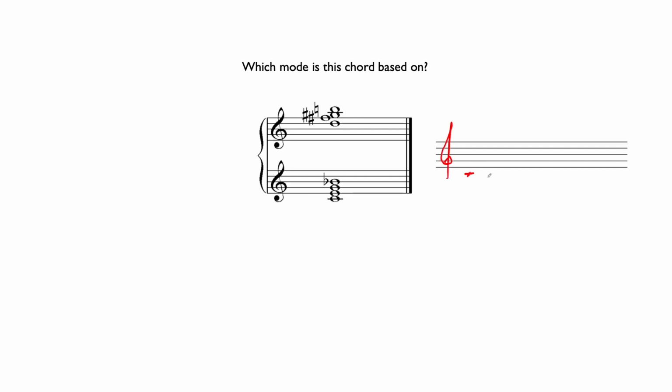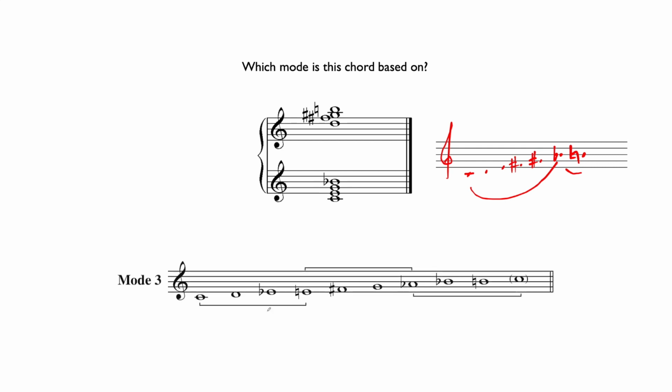Beginning with C, we have D, we have E, F sharp, G sharp, and then B flat and B natural. This is what we have. You see here we have almost a whole tone scale and then a half tone step. This is mode 3.